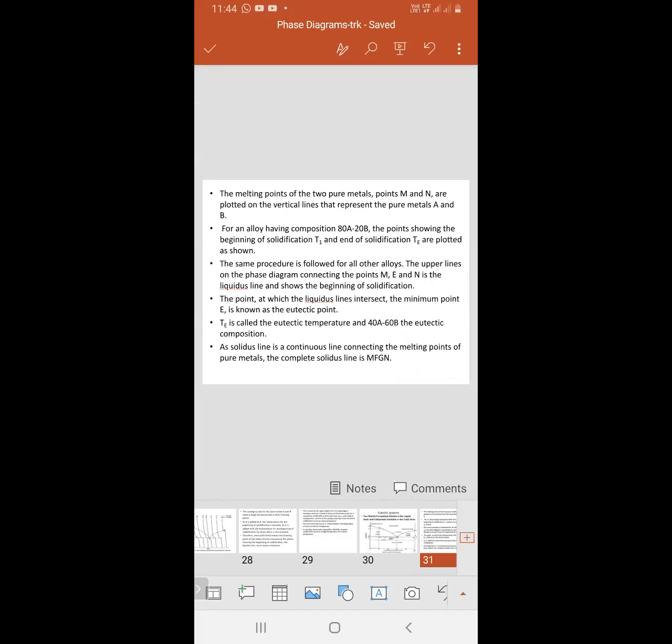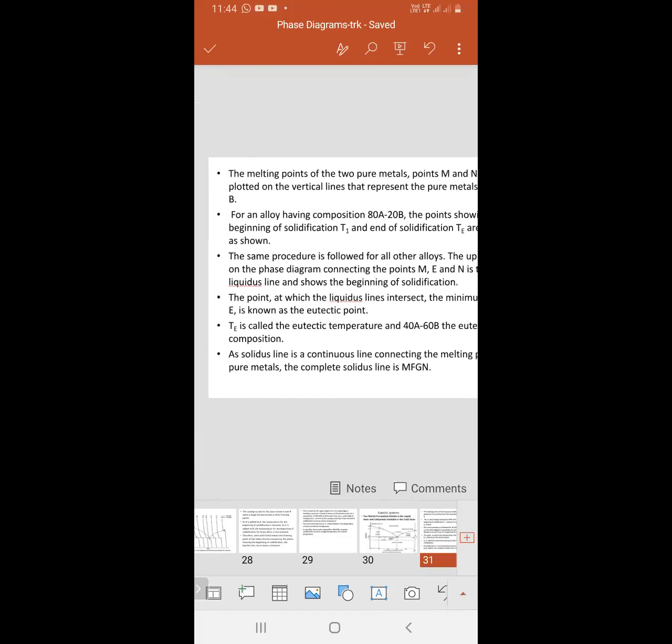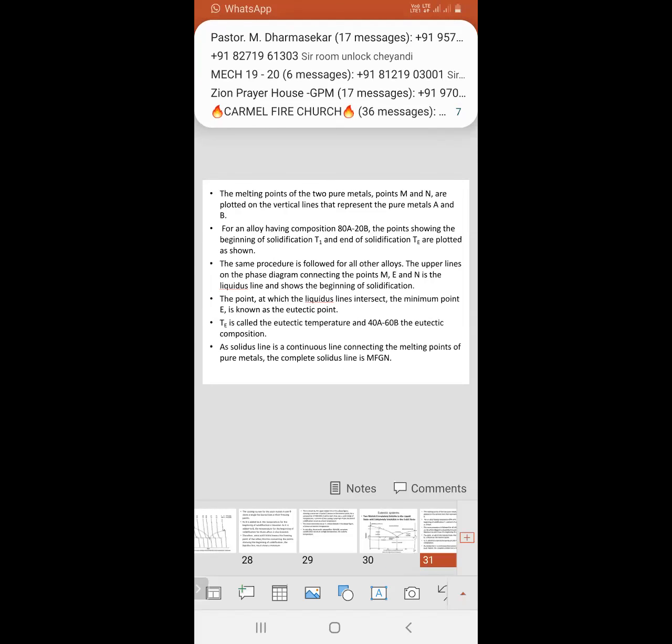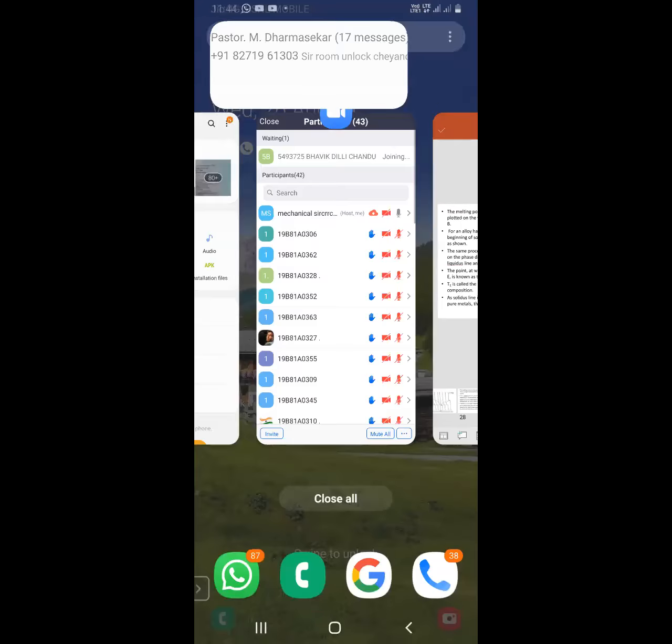The same procedure is followed for all other alloys. The upper lines on the phase diagram connecting the points M, E, N is the liquidus line and shows the beginning of the solidification.